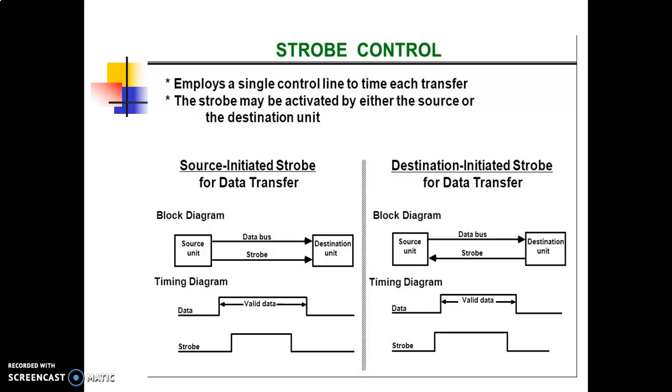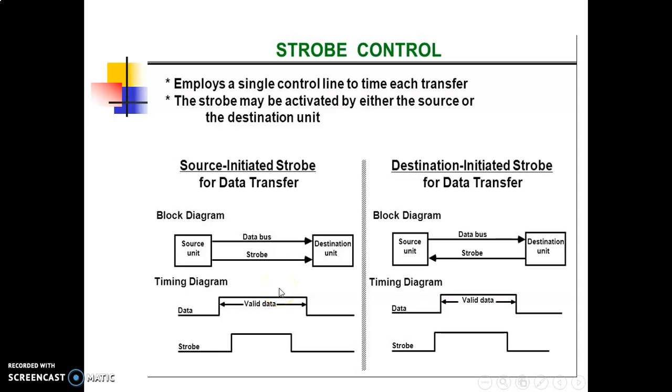So the data bus carries the binary information from the source unit to the destination unit. This one is the source unit, and this one is the destination unit. The bus has multiple lines, as we have discussed earlier in bus transfer, to transfer an entire byte or word. And the strobe is a signal line, a single line that informs the destination unit when a valid data word is available on the bus.